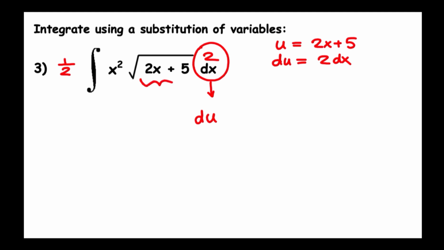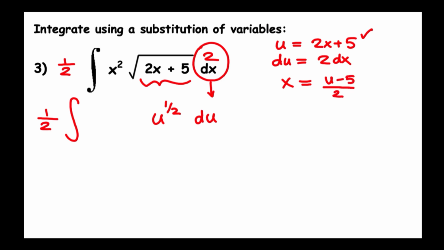This part right here is looking good. It's u to the half. 1/2's out front. But then the x squared is just staring us in the face like, what are you going to do about me? And I'm like, I don't know. So I have to solve for x. If you take your top equation right here, you subtract 5, divide by 2. X is going to be u minus 5 divided by 2.